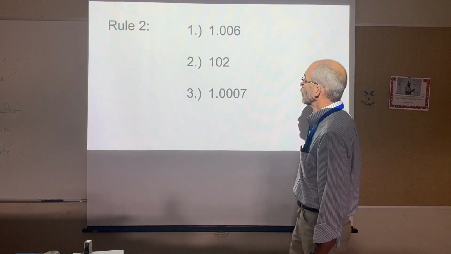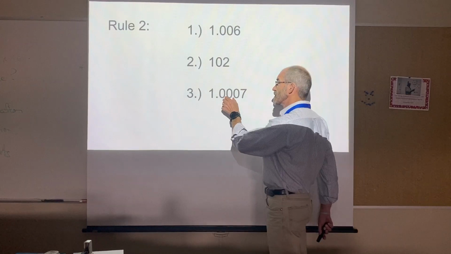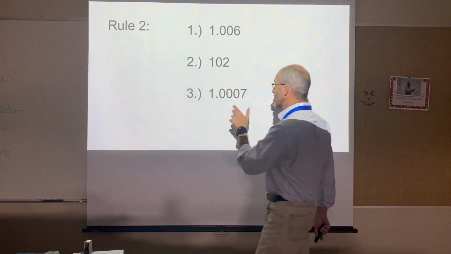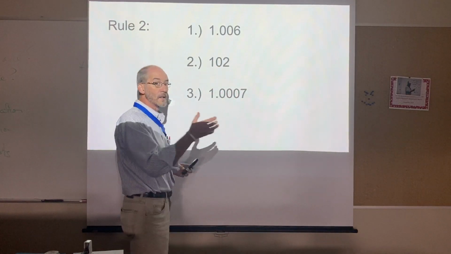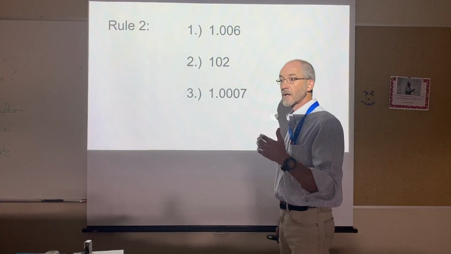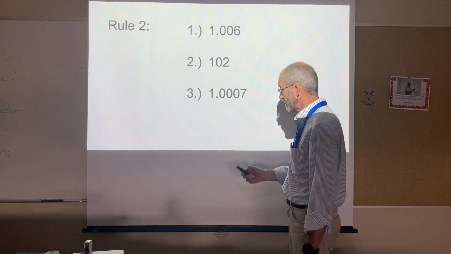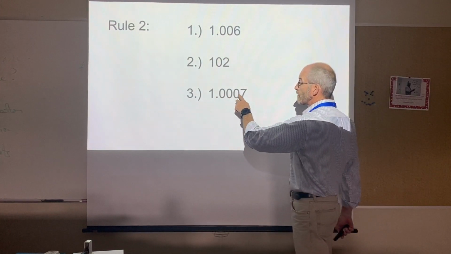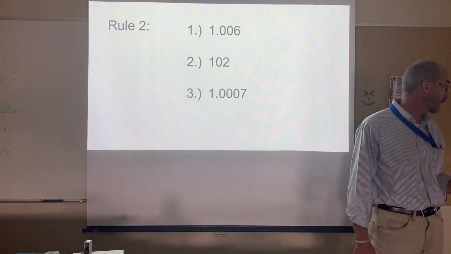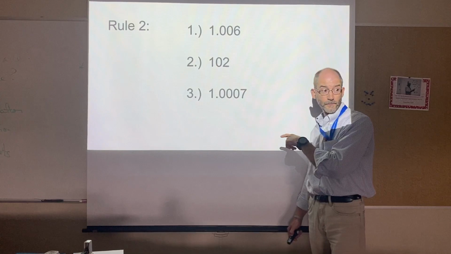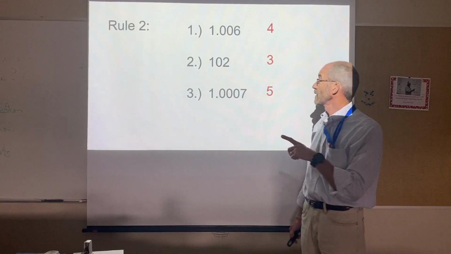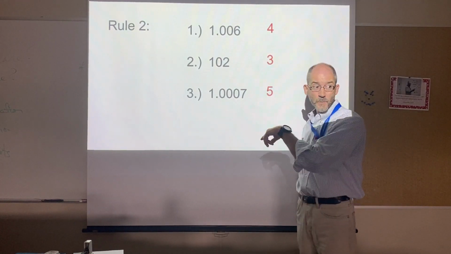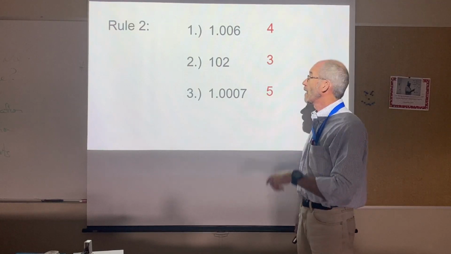Rule number 2. Rule number 2 is the rule where you have zeros sandwiched in between non-zero digits. Because these zeros are sandwiched in between non-zero digits, they are considered what? They're considered significant. So how many significant figures here? 4. How many here? 3. How many here? 1, 2, 3, 4, 5. There are 5 significant figures on this particular value. Okay? So you have 4, 3, and 5. All right? So that is rule number 2. And once again, rule number 2 is pretty straightforward. Okay? All right, so that's pretty easy.